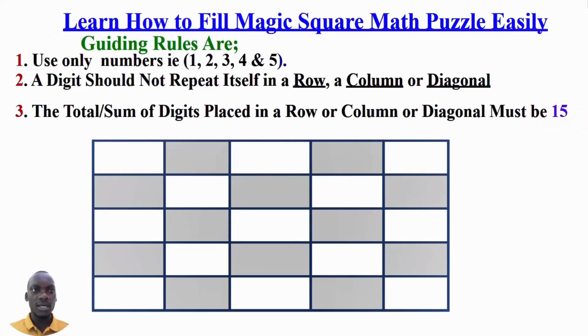So let us kickstart. This is our table, and it is called the magic square table. Why square table? It is because when you look at the number of columns, there are 5. We can count them: the first one, the second, the third, the fourth, and the fifth one. Still, if we count the number of rows, this is 1, 2, 3, 4, 5. There are also 5 rows. So that is why we say that it is a square table.